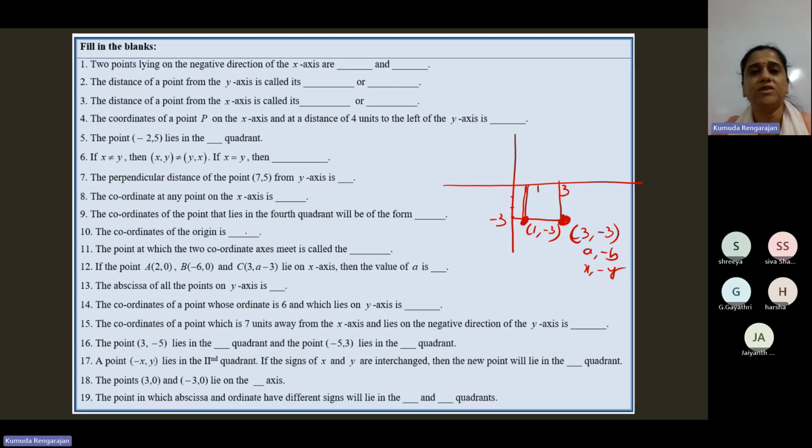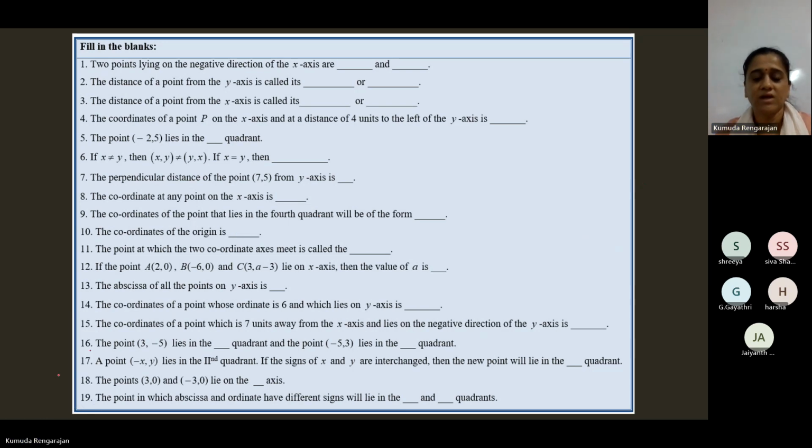The coordinates of the origin is? 0, 0. O, given by the address 0, 0. A point is represented using a capital letter. So origin, capital letter O. Address 0, 0. Okay, continue. I'll show the answers. It's on the next slide. Just in case you have not taken note of any answer, don't worry, it's on the next slide. I'll present it for you. Now continue.